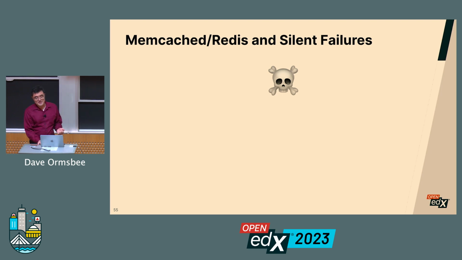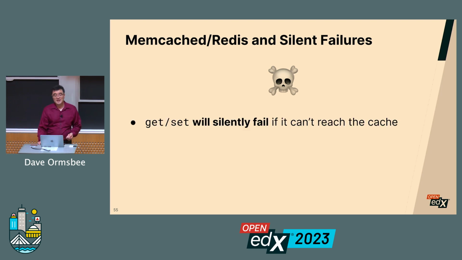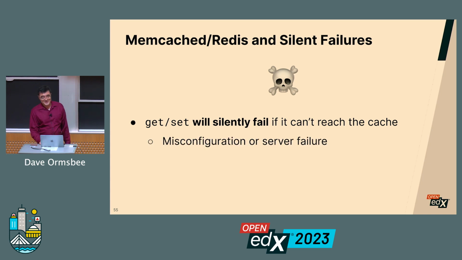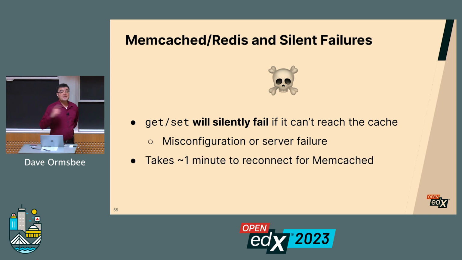Second, memcache versus Redis silent failures. Get or set will silently fail if it can't reach the cache, whether it's Redis or memcache. It will not throw errors. It will not give you helpful logging. It will just fail. It'll do a cache miss each time. So this can be either misconfiguration or server failure. When the server comes back up, if it's Redis, it will reconnect almost immediately. If it's memcache, it can stay dead for, like, Django won't see it for about a full minute or so.